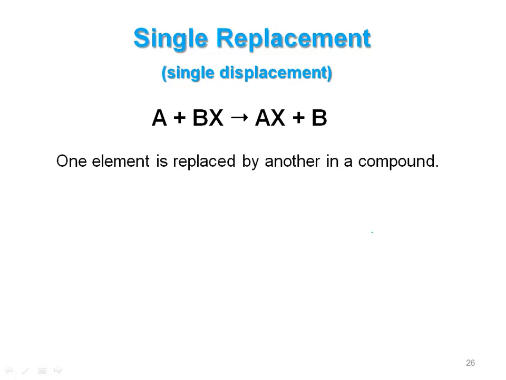All right, so one element is replaced by another in a compound. It's pretty simple. One thing replaces another. Compound is usually an ionic compound.